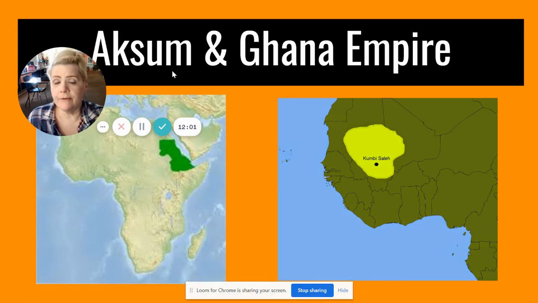The Aksum Empire, remember, in Africa, they are right here. They're right next to the Red Sea. And then Ghana, their empire is right here on the other side, the west coast of Africa, and it's the nearest to the Atlantic Ocean.